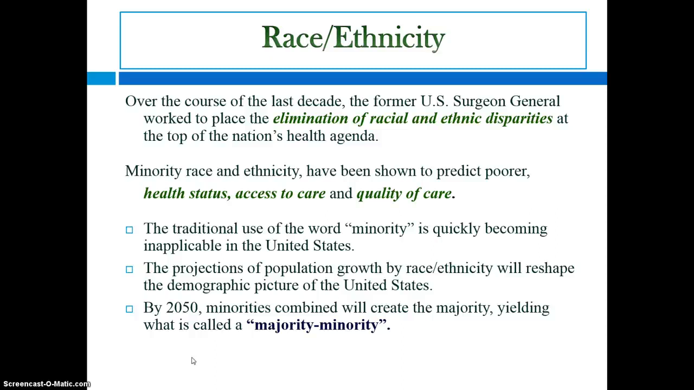If you think of that word minority, in the U.S., it's quickly becoming inapplicable. The projection of the population growth based on race and ethnicity is going to completely reshape the demographic picture of the United States. By 2050, they're actually making a projection that there will be no minority race, that instead there will be two minority groups that together make up the majority. So it's referred to as a majority minority. And you'll be able to see it from these two pie graphs.